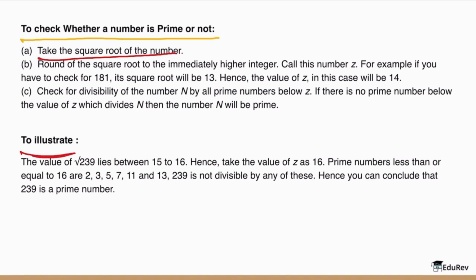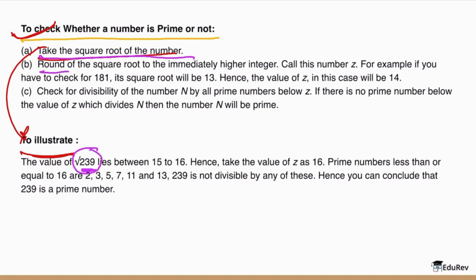So there is this illustration which I have given. I'm going to read these steps and side by side see the illustration as well, for better understanding. So what are they saying? Take the square root of a number. Now suppose the number is 239. I have taken the square root of that number. Correct.